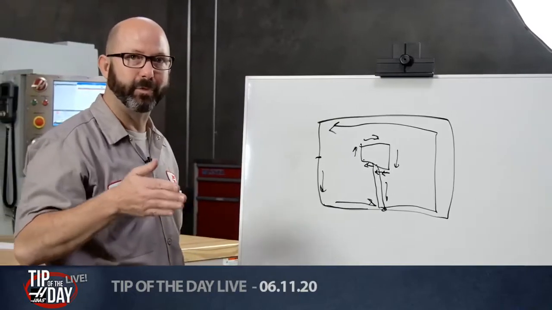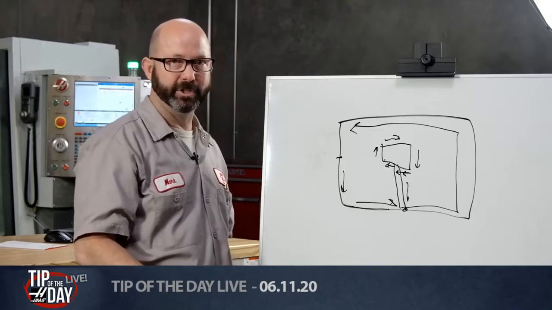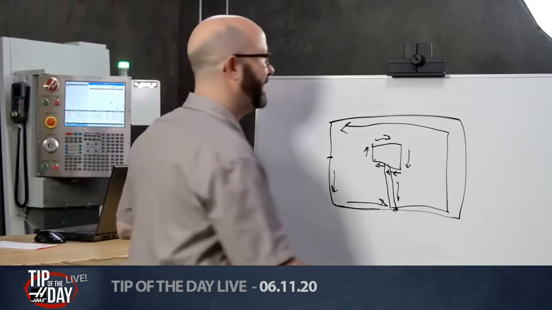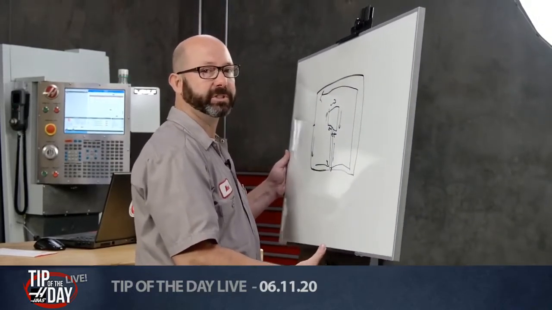But so the cycle is meant for one pocket, not one pocket with 20 islands in it. If you're doing that type of thing, that's a lot of work. I'd say you start moving towards a CAM system. There's also cool cycles on the machine itself for those type of pocketing routines.